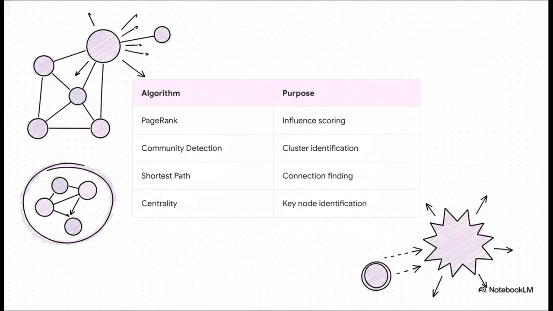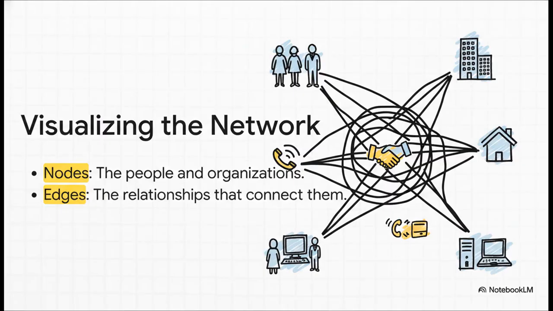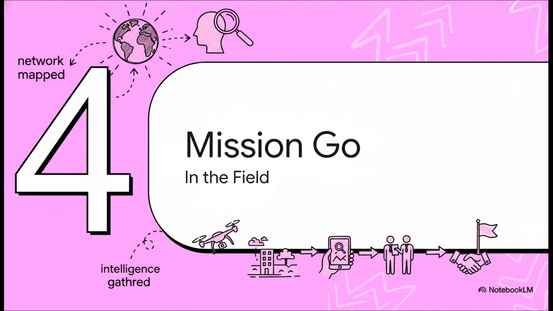It's also got community detection to automatically find hidden groups and clusters, and centrality analysis to pinpoint the most important key players in any network. And this really breaks down the concept in simple terms. Every person or organization is a node, and every connection between them, a phone call, a financial transaction, a meeting, that's an edge. By mapping out all these nodes and edges, Spectre creates a complete visual web of the entire target network. Okay, so the intelligence is gathered, the network is mapped. It's time to act.